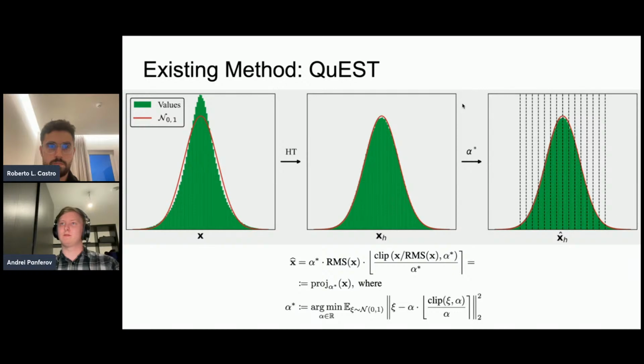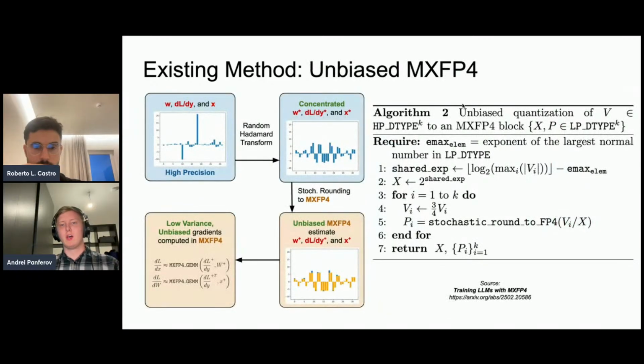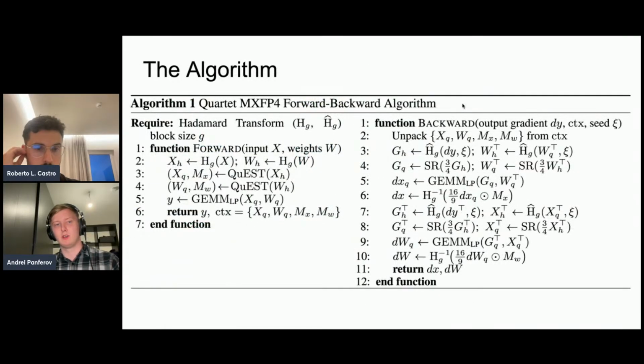I'll skip a little of the background. I'll just mention that Quest is a method from a previous paper of ours, which uses standard deviation-based scaling and Hadamard transforms for normalization. The unbiased MXFP4 backward pass method we used was originally proposed by Albert Tseng and co-authors. It also utilizes the Hadamard transform and stochastic rounding to produce unbiased gradient estimations. And the whole algorithm looks like this.